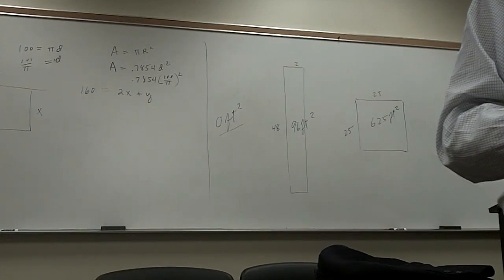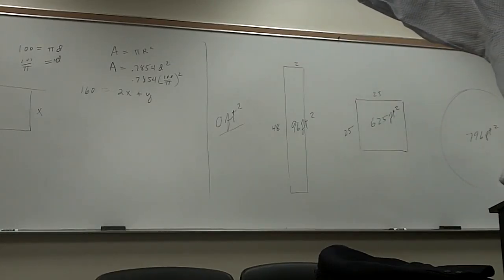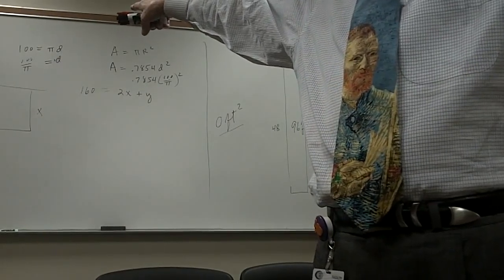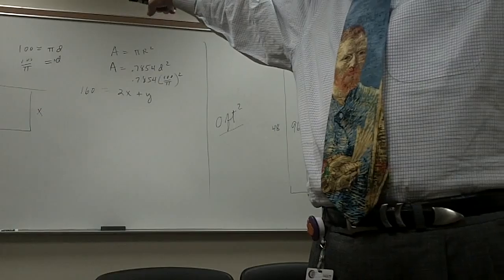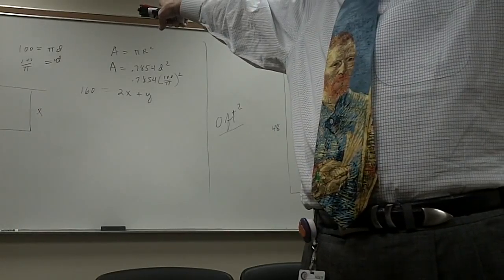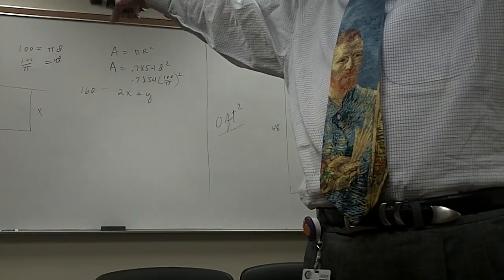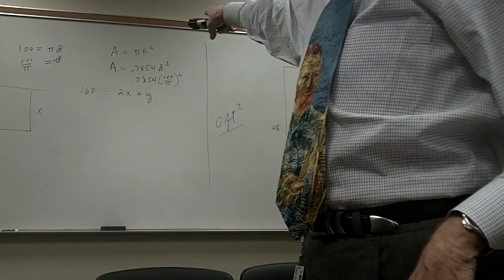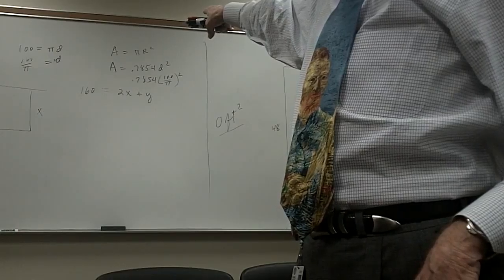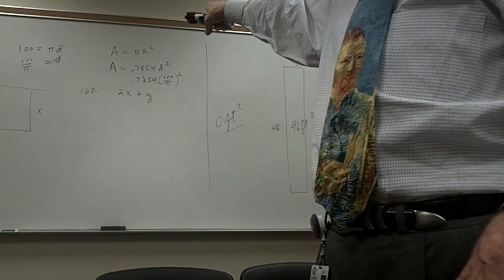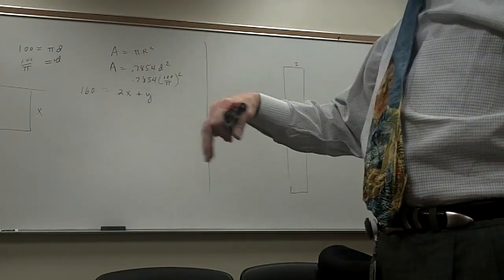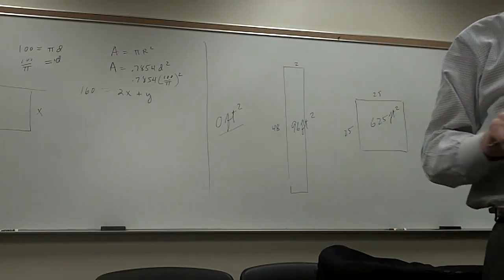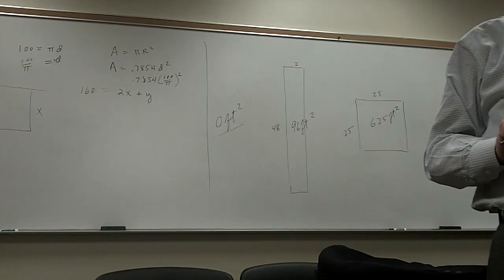Everybody see how we did this? Over here, you only know the circumference is 100 feet, right? Well, circumference is equal to pi d. So if I divide 100 by pi, I get the diameter, right? Look at that equation over here. It says all you need is a diameter. Diameter squared, and then times pi, times 0.7854. It's done. 796.